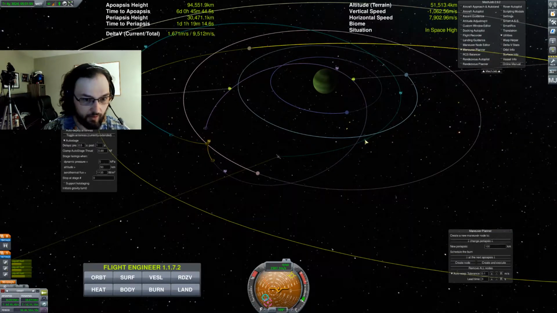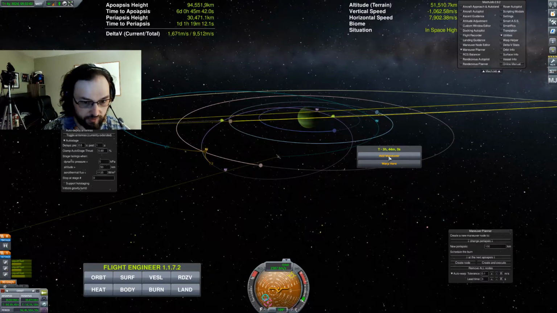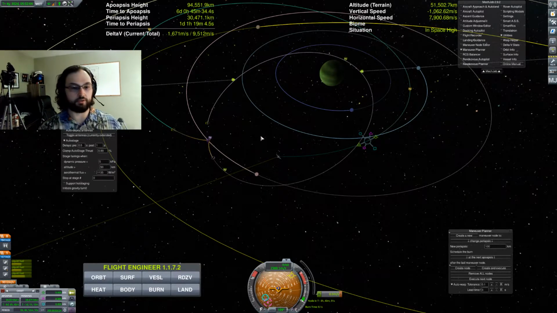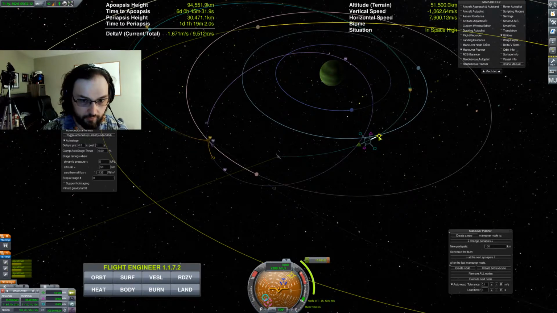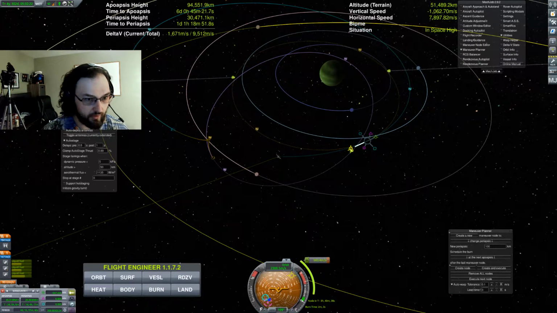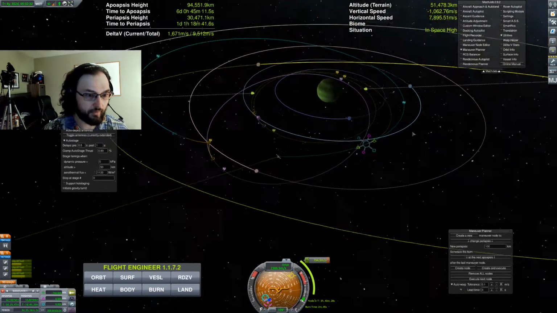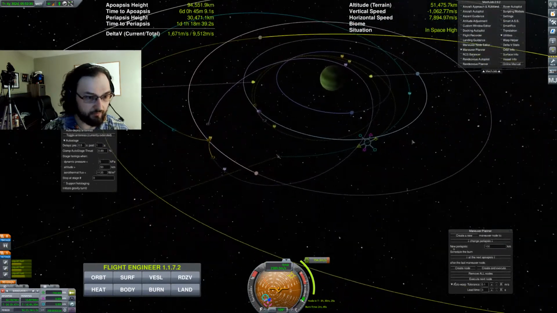And one interesting thing about the Jool system is that we do have this set of moons, Laythe, Vall, and Tylo, the 3 inner moons, that are largely coplanar. So if we're optimizing for delta V, it's fun to just start playing with the question of, can we just incidentally hit a moon? And there we had one. So it's possible to just incidentally hit Vall in the same plane that we're already in.